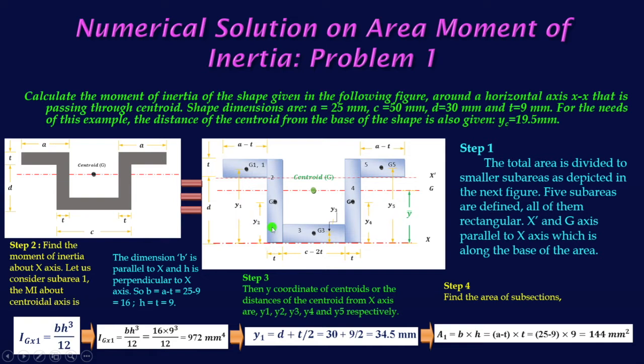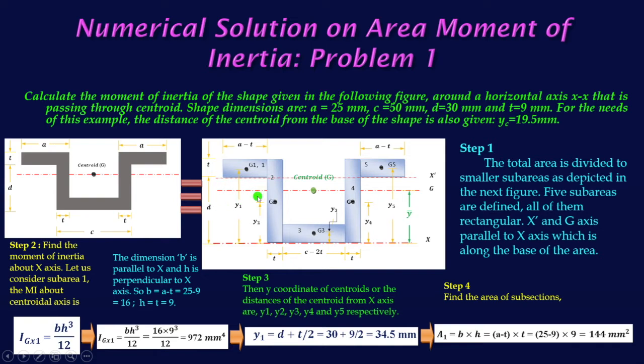y2 is at the middle of this section. What's the height of this section? d plus t. At the middle means y2 equals d plus t, divided by 2. Then this is section 3. This is equal to what? This divided by 2, this is y3, which is equal to t. So y3 equals t by 2. And y4 equals y2, y5 equals y1.